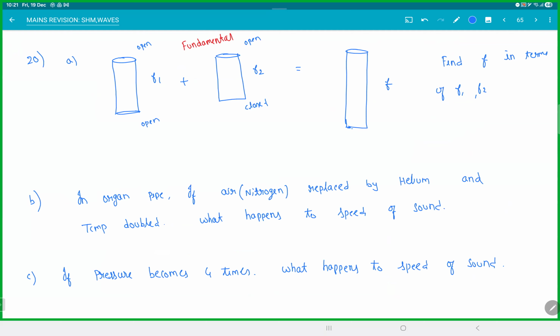In an organ pipe, if nitrogen is replaced by helium and the temperature is doubled, what happens to the speed of sound? If pressure becomes 4 times, what happens to the speed of sound?